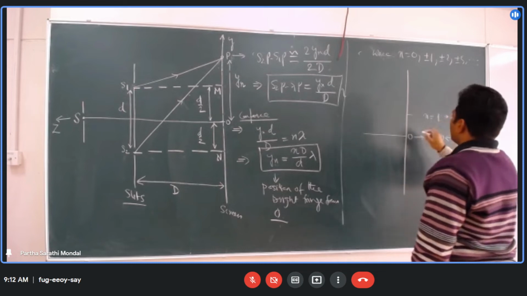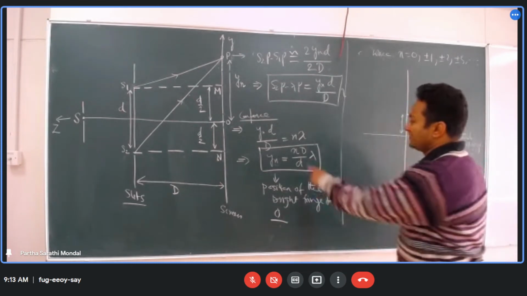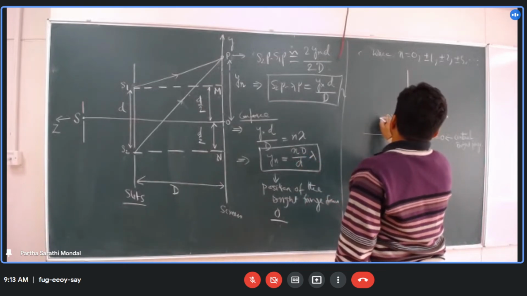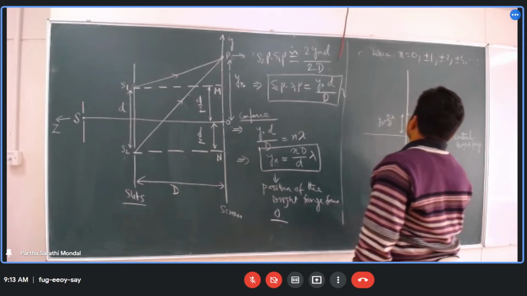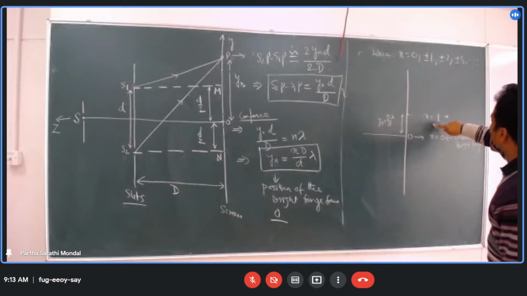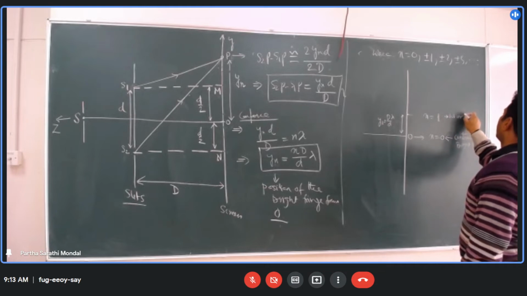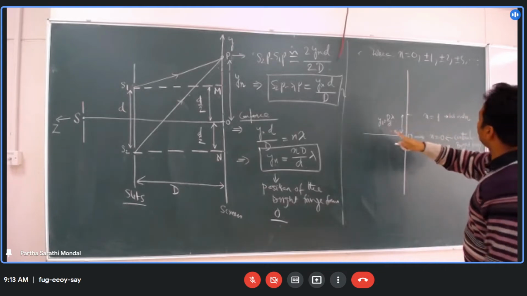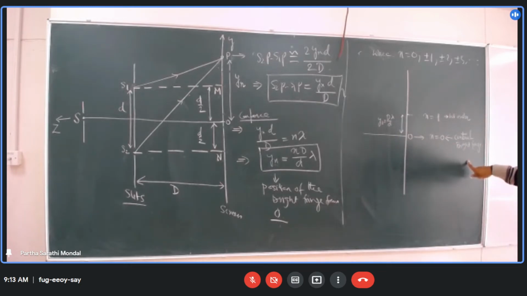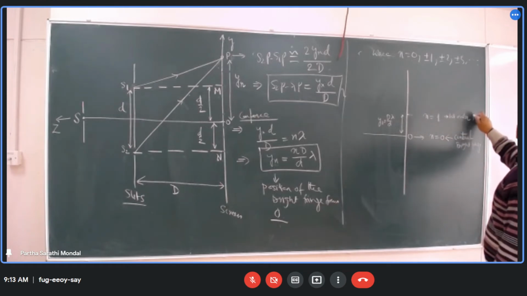Now suppose I put n equal to plus 1, then what will the distance be? This distance will become, for n equal to 1, D lambda by d. So this is the distance y1. At D lambda by d distance, you will get the first bright fringe. So this is the first order; n is actually the order. If n equal to 0, that gives the central fringe or zeroth order fringe. If n equal to 1, it gives the first order bright fringe.